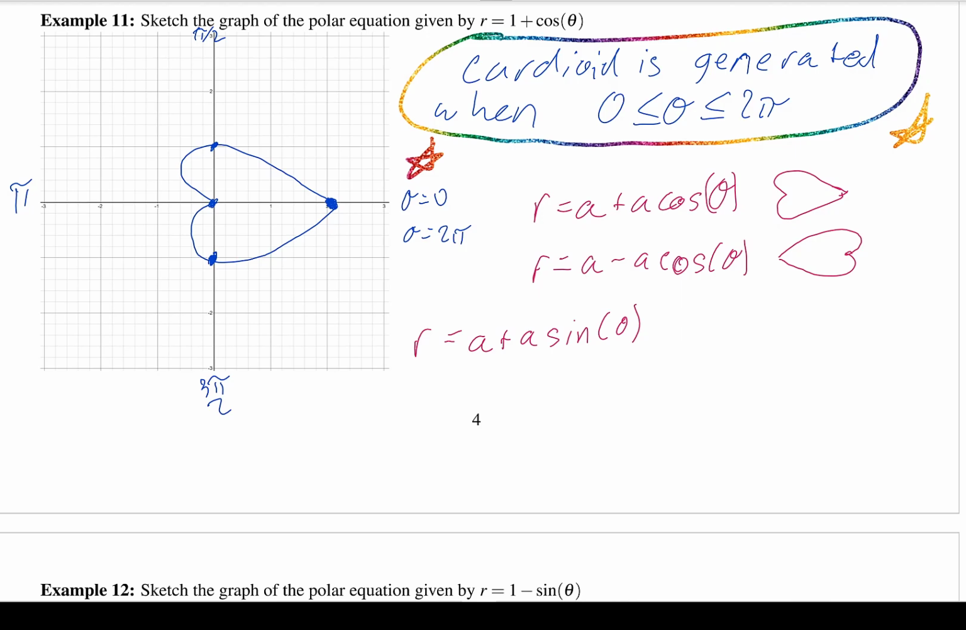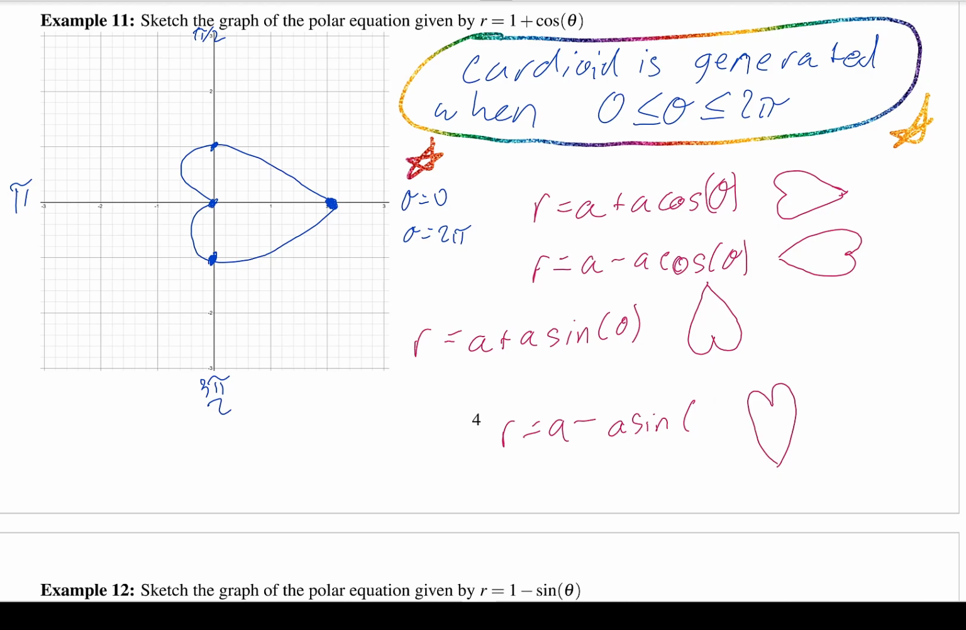Well, in that case, we would get a cardioid that looks like this. And then if I have r equals a minus a sine theta, sorry, yeah, this is good. A minus a sine theta, then it would look like this.